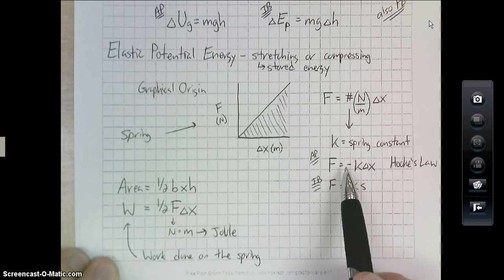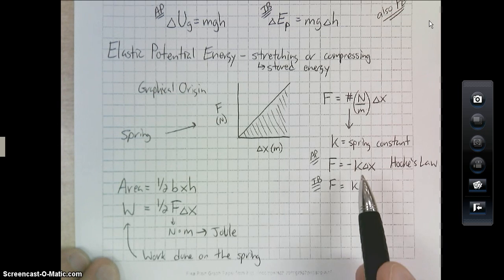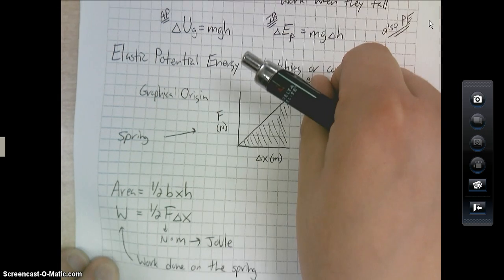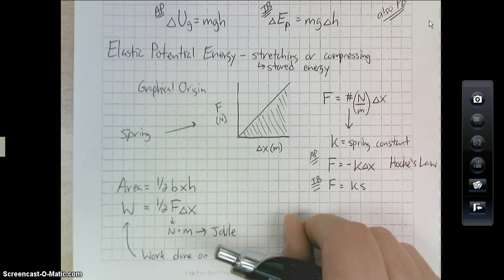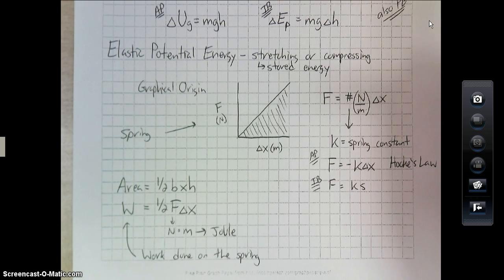In AP, they like to put the negative sign in there because the force is always opposite of the direction that you're stretching it. And if you think about it, that makes sense, because if I pull down on a spring, when I let go, it snaps back up. It snaps opposite of the direction that I pulled it. I don't think it's that necessary to think of that all the time, but it will be shown on your equation sheet. IB, it's not on your equation sheet, but you should be aware of it. But IB just likes to say F is KS, S instead of delta X for displacement.